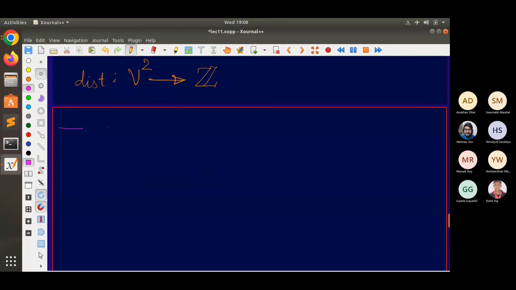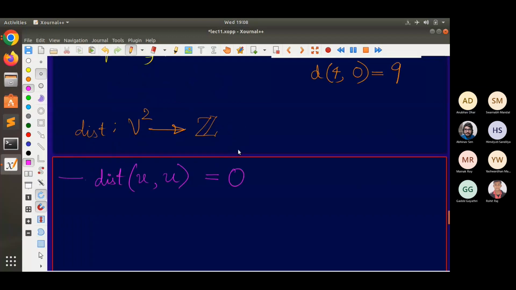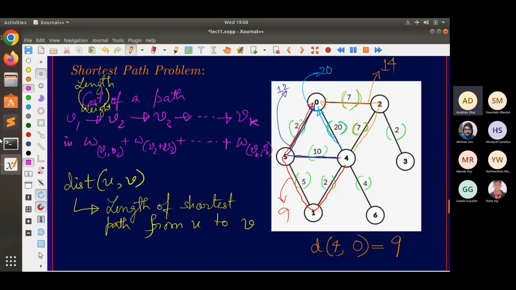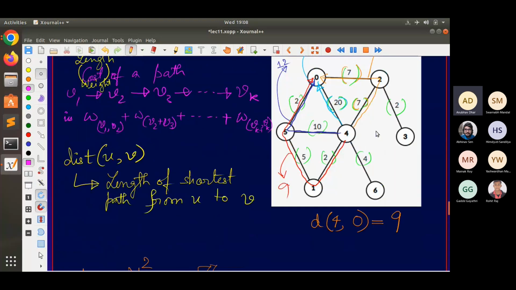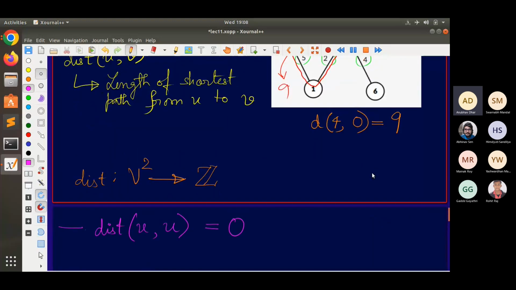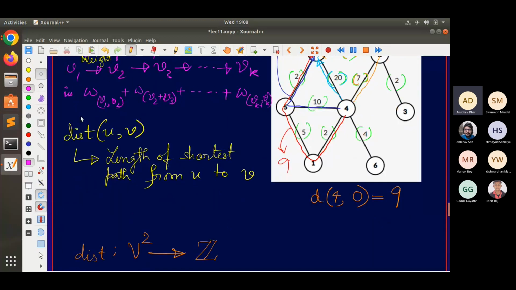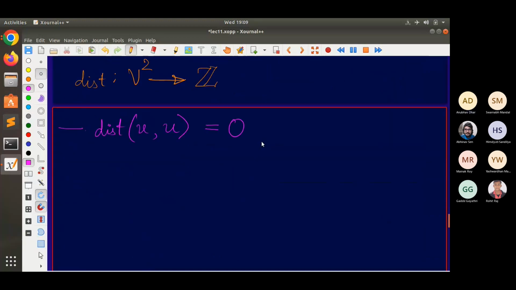So first of all, the distance from a node to itself is equal to 0, right? Because you have assumed that all paths are of non-negative weight. So distance from 4 to 4 itself is 0. Distance from 6 to 6 itself is 0, because you are having an empty sum, and by convention, the value of an empty sum is assumed to be 0. Okay, so this is property 1.